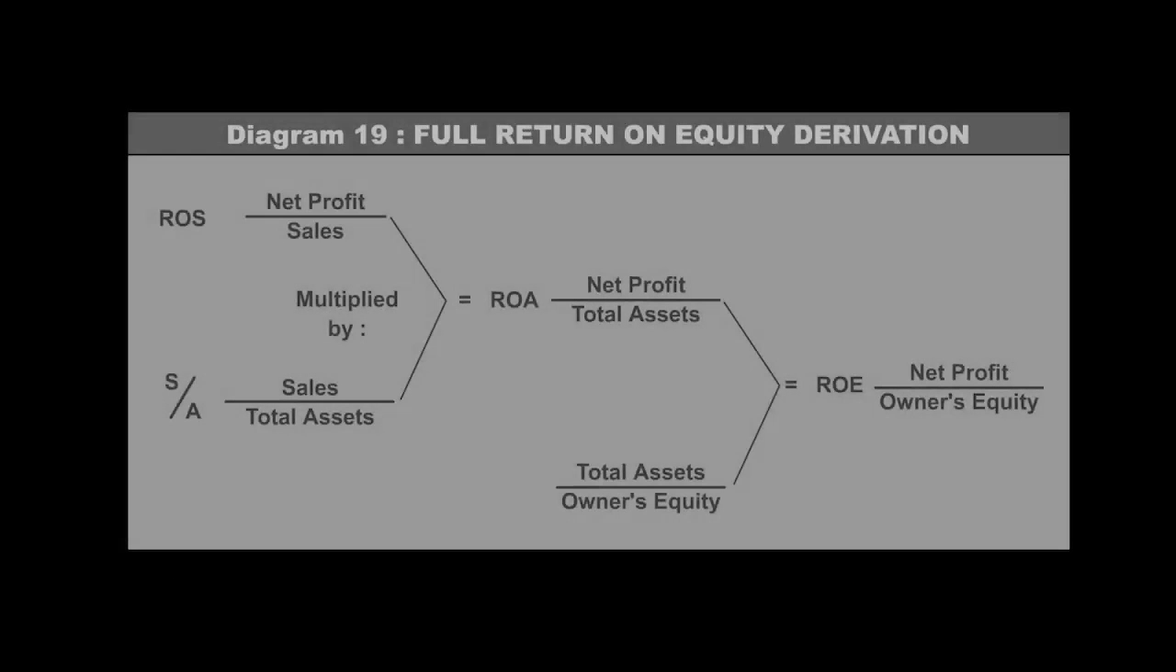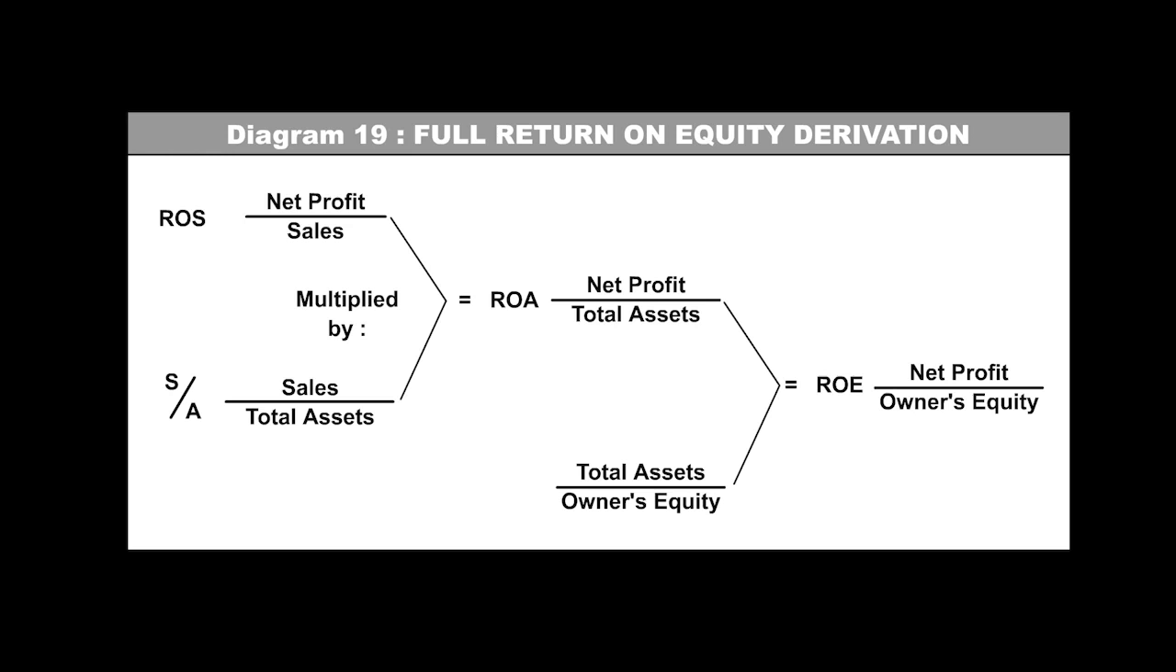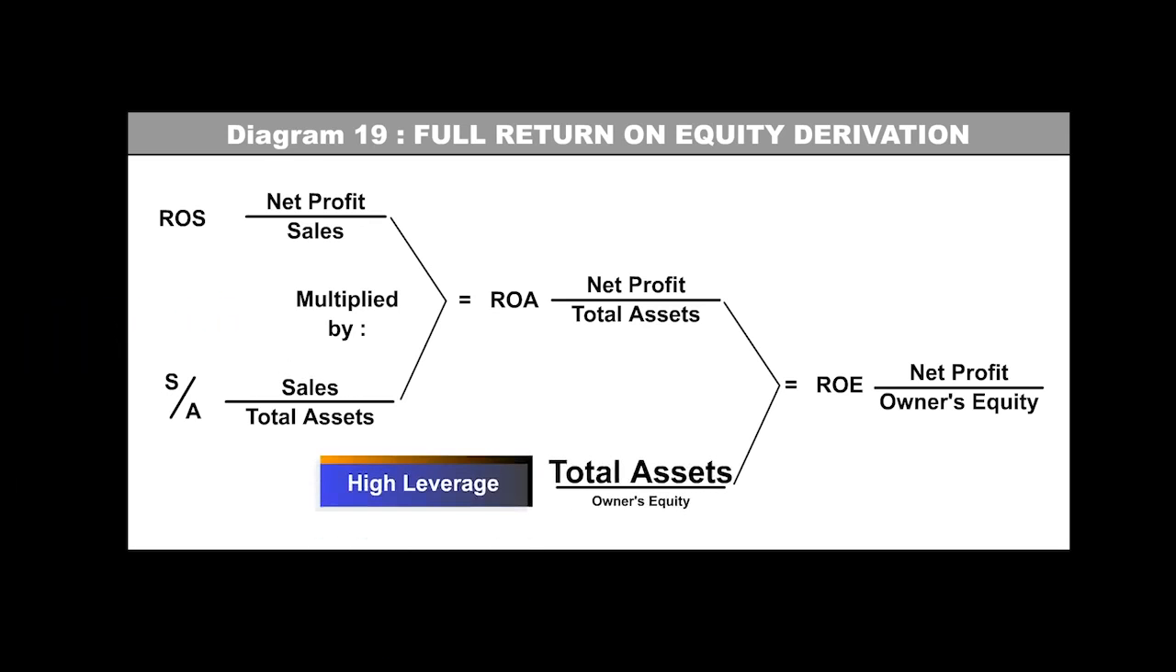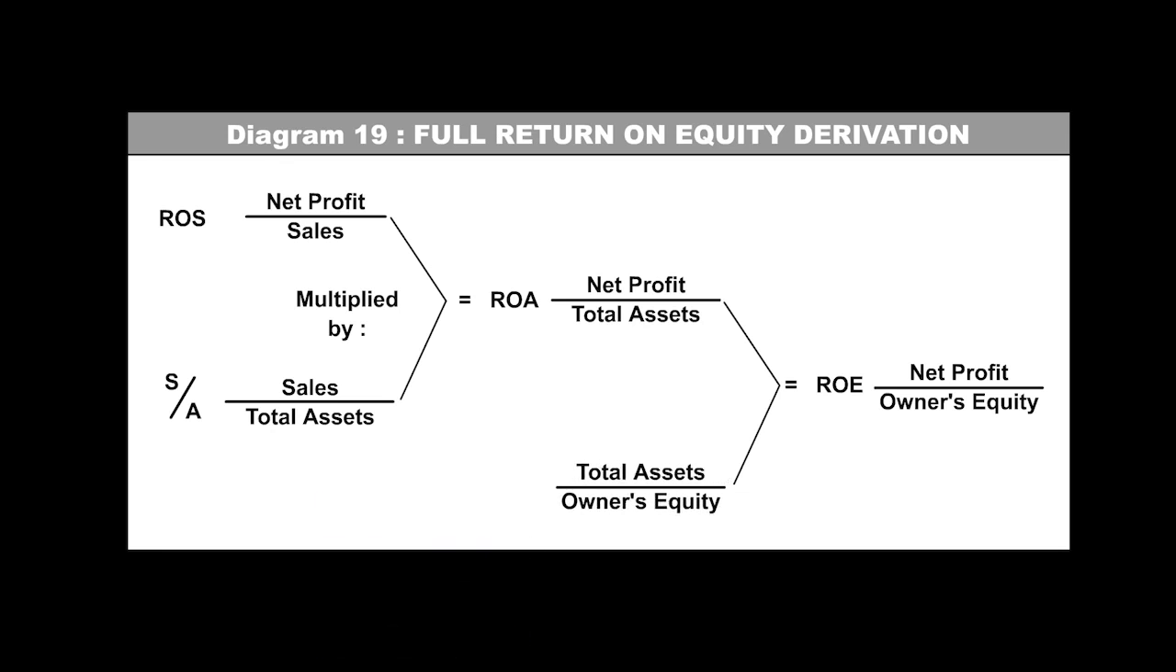The derivation of the ROE allows the analyst to find out what factors contribute to or erode profitability insofar as the owners are concerned. The analyst can concentrate on net margin, or net profit over sales, asset turnover, and financial leverage, or assets over owner's equity, in trying to increase ROE.